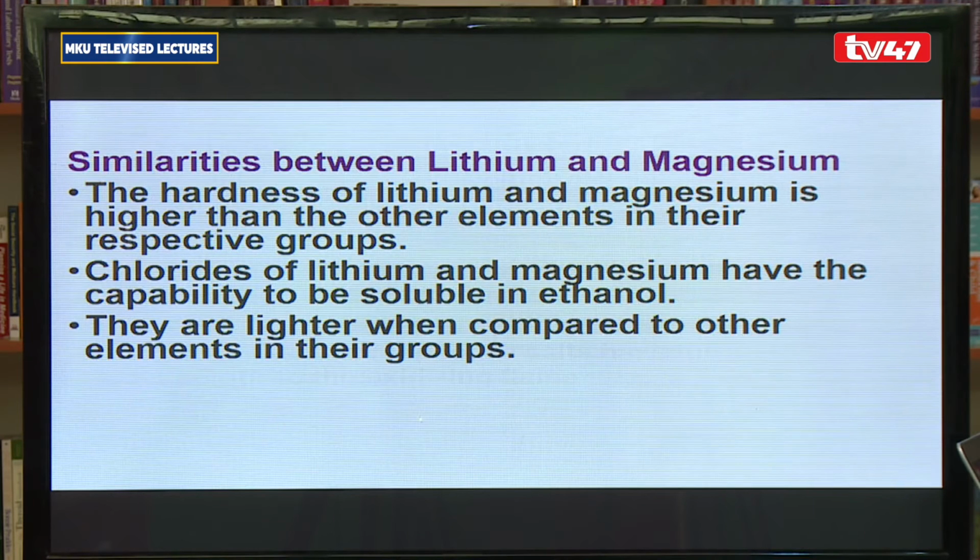And some of the similarities between lithium and magnesium is, first of all, the hardness. Lithium is a very hard metal compared to the other alkali metals. The chlorides of lithium and magnesium are soluble in ethanol, while the chlorides of the other group 1 elements are not. They are also much lighter compared to the other elements in their groups.